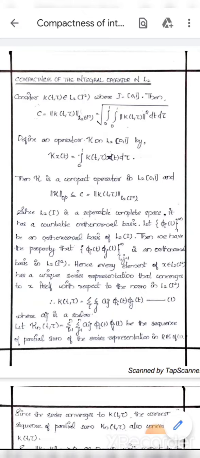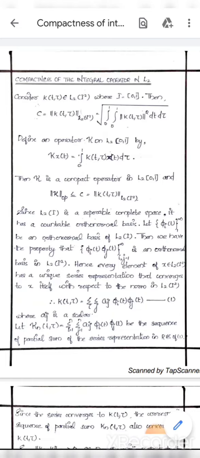Okay, so let that representation be k of t comma tau is equal to the summation over i, summation over j, a ij phi i of t into phi j of tau, where a ij is a scalar. Okay. The series on the RHS is converging to k of t comma tau itself, that we have already seen.